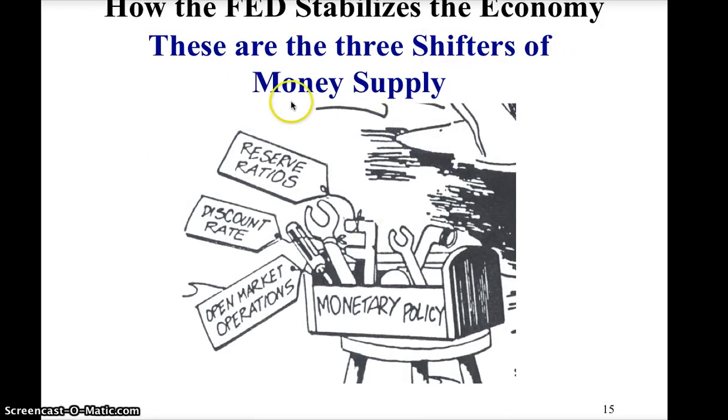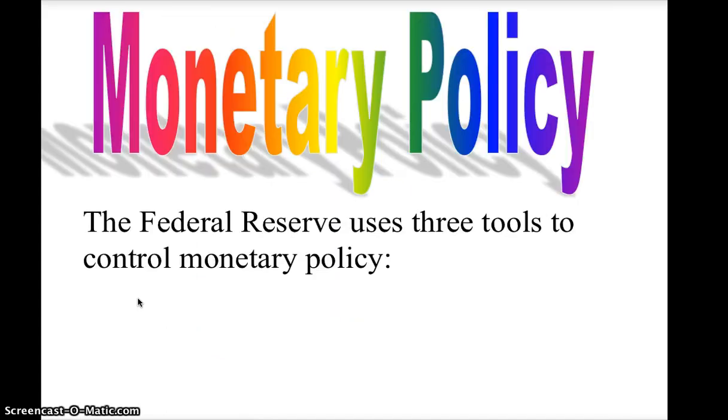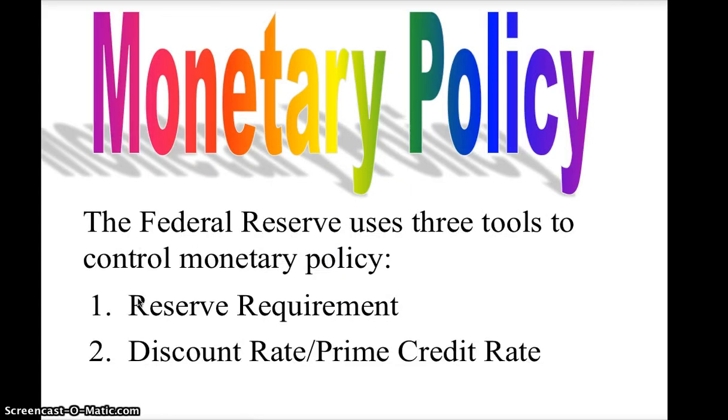So these, in his toolbox, are going to be the three shifters of the money supply, because managing the money supply is what the Federal Reserve does in order to stabilize the economy in times of high unemployment, recessions, depressions, and high inflation. So these are the three things that we're going to be talking about today, and we can loosely call them the tools of the Federal Reserve.